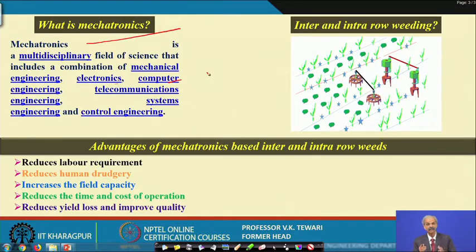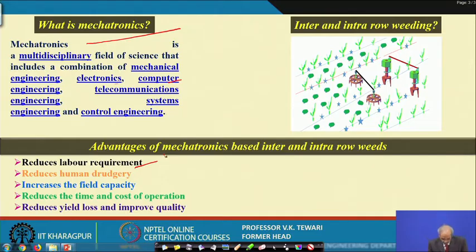See, what are the advantages of such rows? It reduces labor requirement. It is definitely true, as I said earlier, the labor requirement is quite high. So, it reduces labor requirement and then human drudgery. You have seen how these operations are manually done in my earlier lectures, and therefore, the drudgery is definitely reduced because this is an automatic one, this will be behind the tractor.